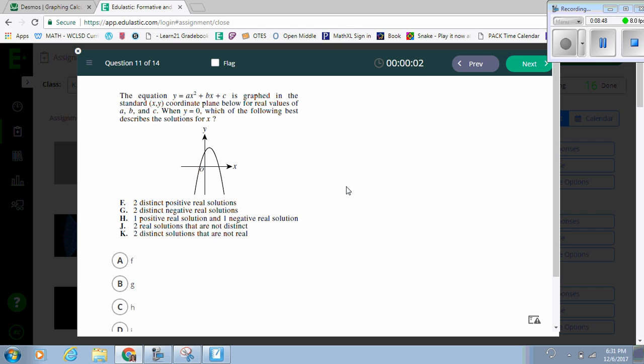Okay, here it wants to know how would we best describe this graph. So does it have solutions again, or where it crosses the x-axis? We have 2 distinct positive real solutions. Well, positive is on the positive side of the x-axis. We definitely don't have those. We do not have 2 distinct negative solutions either, but we do have 1 positive right here and 1 negative. So it's going to be H.